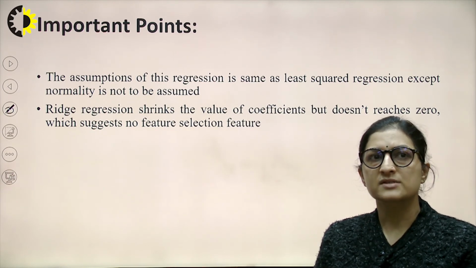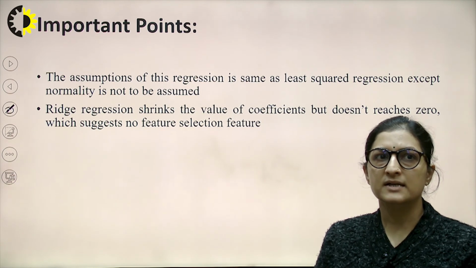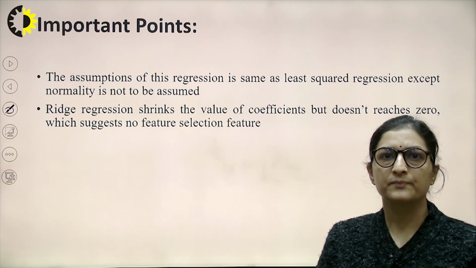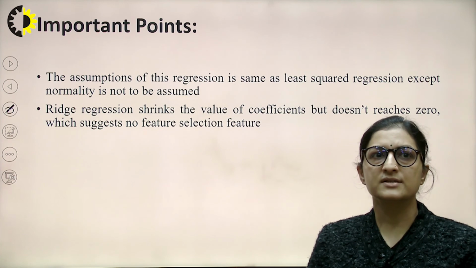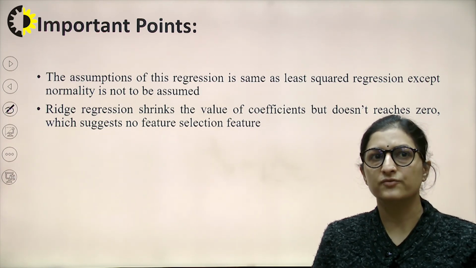The assumptions of this regression are the same as least squares regression, except normality is not to be assumed. Ridge regression shrinks the value of coefficients but does not reach 0, which suggests no feature selection feature.